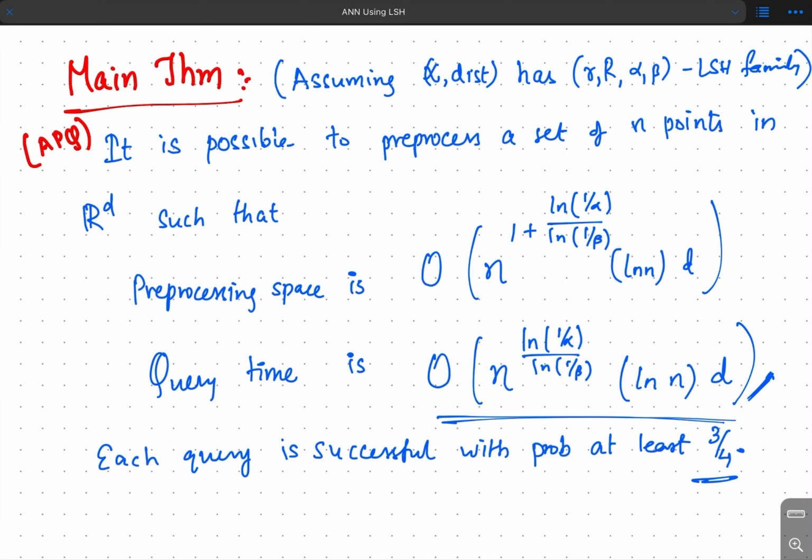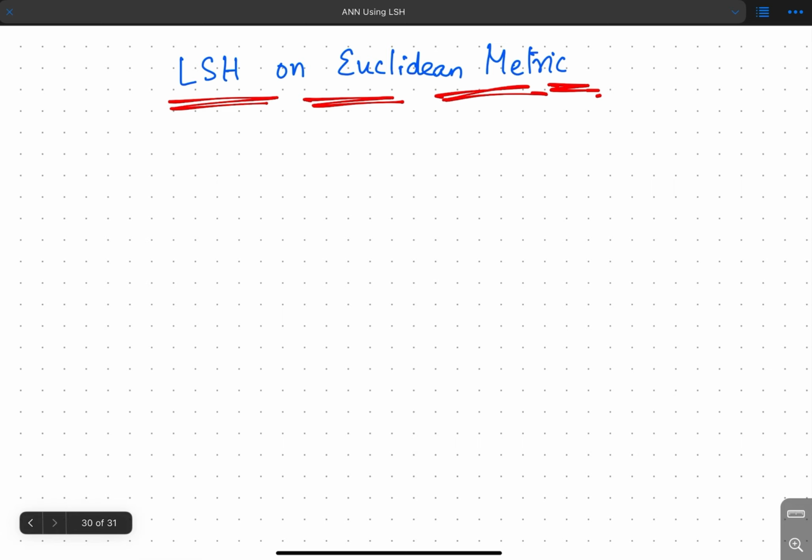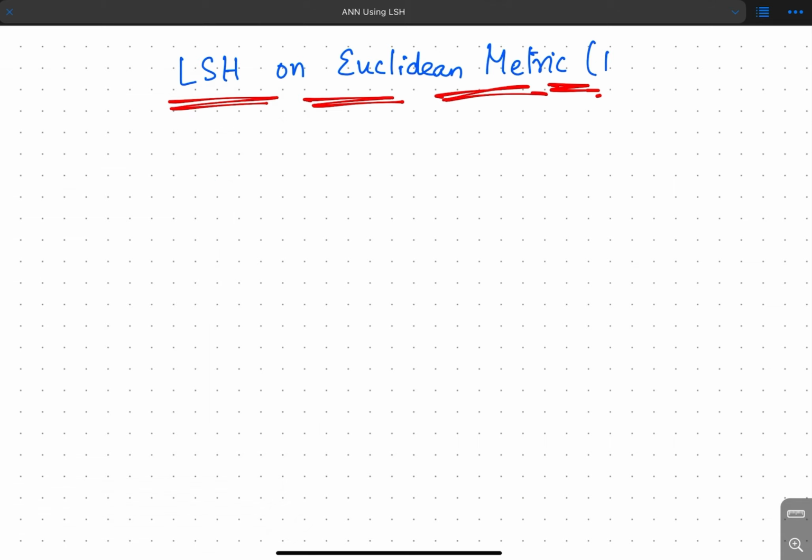So, yeah, there is no general procedure to come up with an LSH family for a given general metric space. Depending on what the metric space is, the way of coming up with an LSH family differs. Now we will see how to construct an LSH family for the Euclidean metric, which is given by R to the power d, and the distance function is again Euclidean distance.